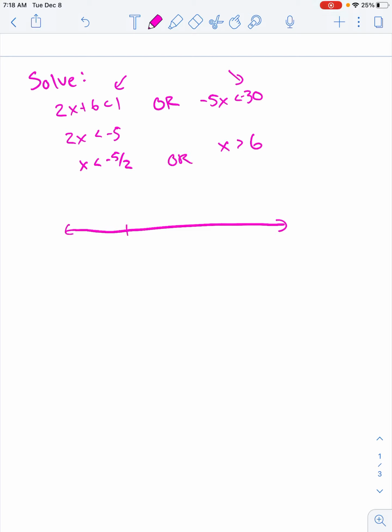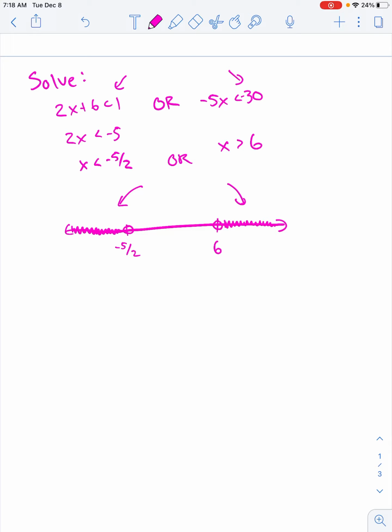But let's put it on a number line. So I'm going to put my two numbers down, negative 5/2 and 6. Now x has to be greater than 6, that means 6 itself is not included, open circle, or it could be less than negative 5/2. Again, negative 5/2 is not included, so I get an open circle. And then I shade to the right because it could be greater than 6, and I shade to the left of negative 5/2 because it could be less than this. So it's either in this interval or it's in that interval.